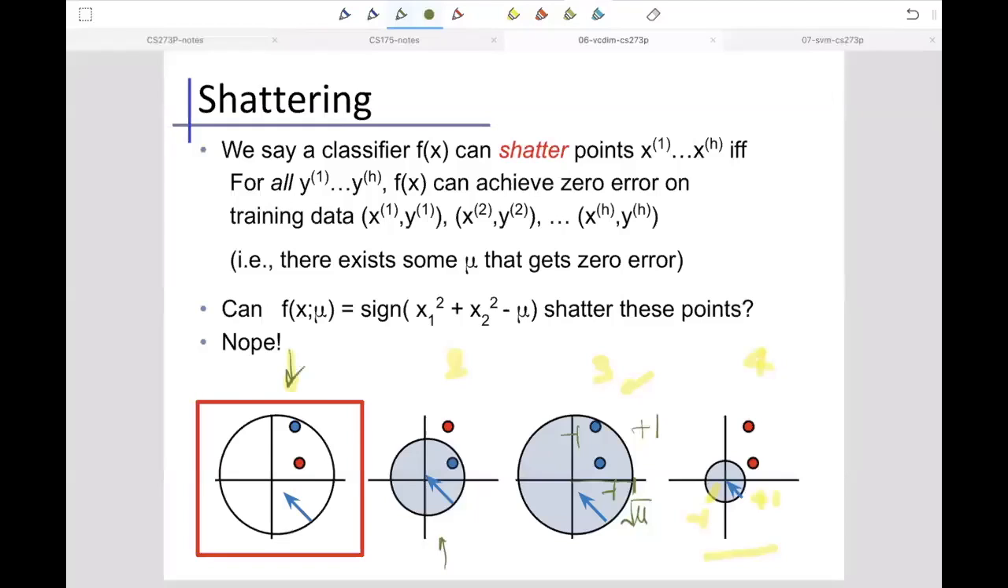So in this case here, what do you have here? The red dot is +1, right? Remember that. And this guy here is -1. So no matter what value of the radius you choose, you cannot achieve something such that the red dots become inside the circle and the blue dots become outside the circle. It's just impossible to do. So for these reasons, we conclude that this classifier here cannot shatter these 2 points. And that's the definition of shattering here. All right.